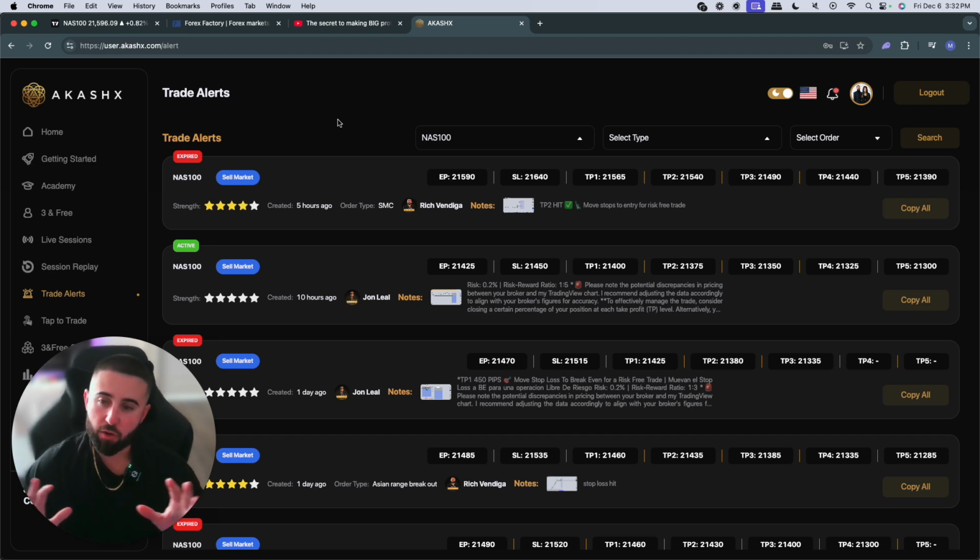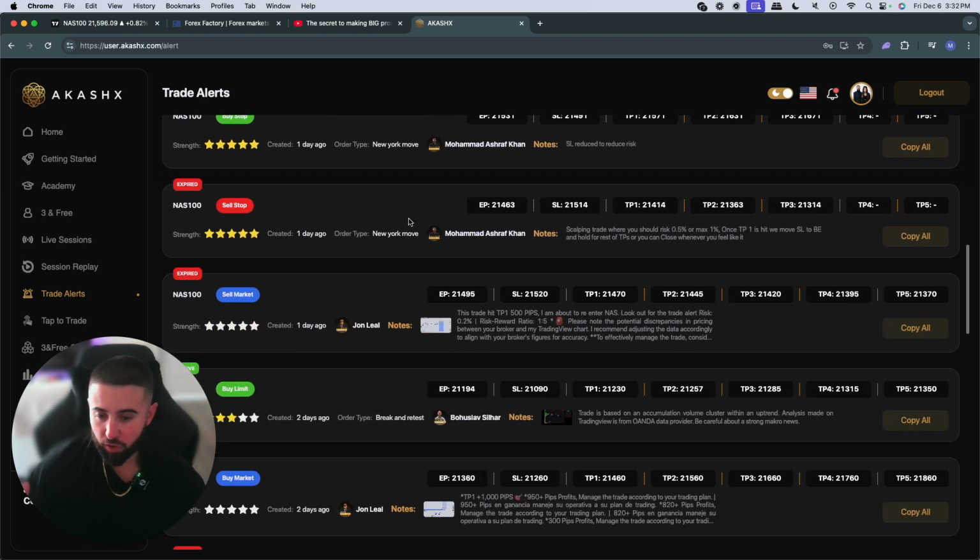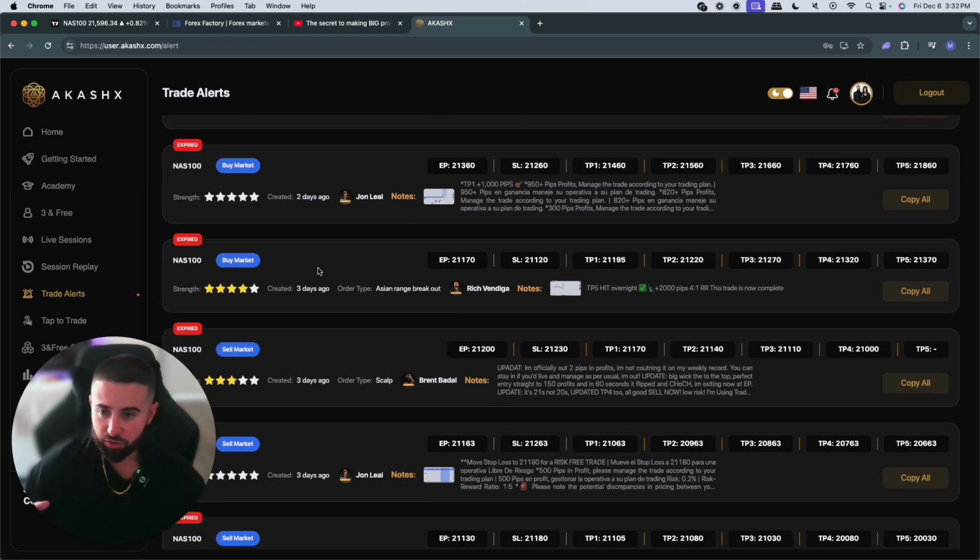We're going to go over a couple trades here. I really want to highlight one of our biggest winners for the week. So it was this trade here that was about 3 days ago. It was a NAS 100 buy, and this trade ran for a total of 2,000 pips for over a 4-to-1 risk to reward ratio.